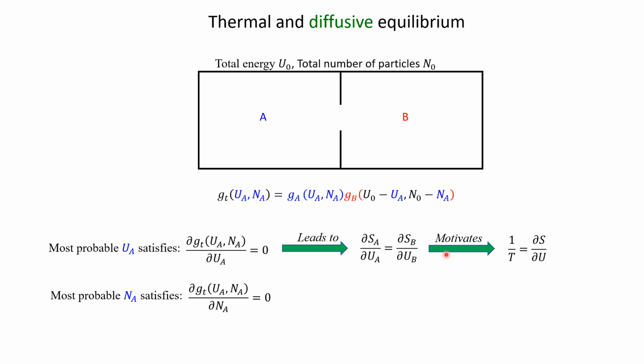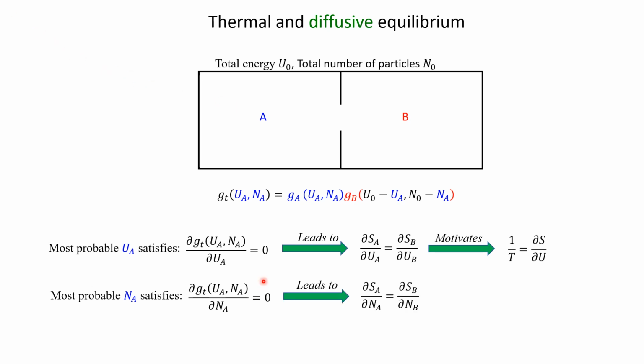And that motivated the definition of temperature. So temperature is defined in terms of the derivative of the entropy with respect to the energy, because that's the parameter that must be constant across the system in equilibrium. In other words, that must be constant across the system when system A or B has the most probable energy. So that's the condition of thermal equilibrium.